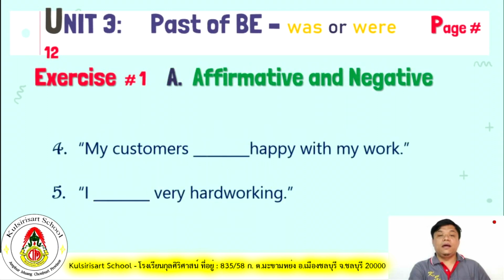Number 4, my customers. My customers, blank, happy with my work. We have a plural form of subjects, my customers. So we use the verb to be were. My customers were happy.